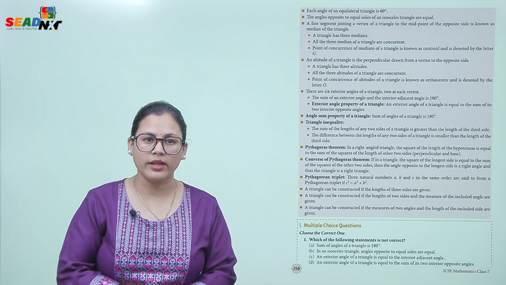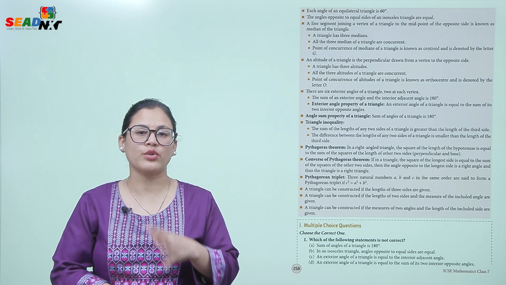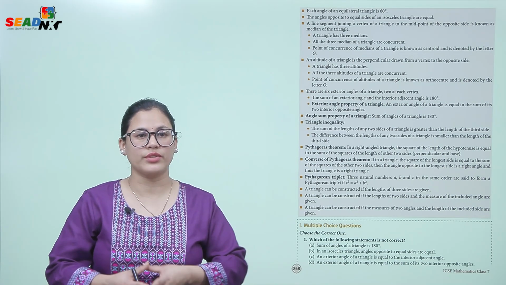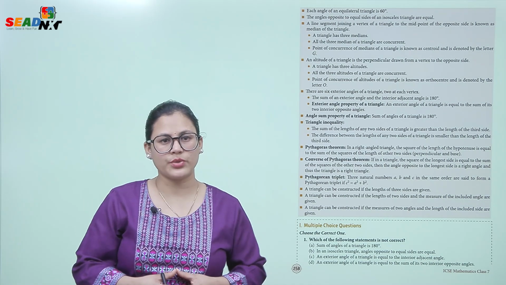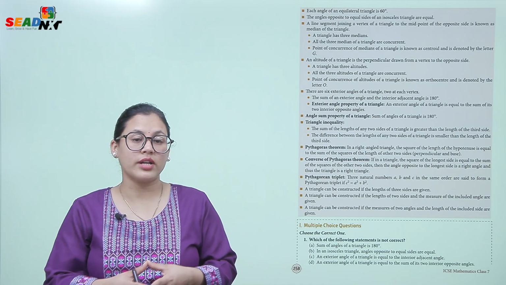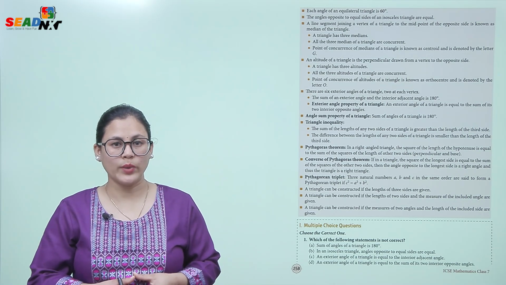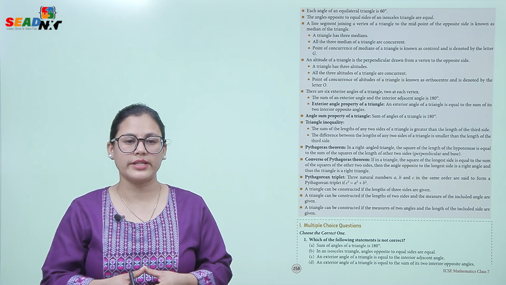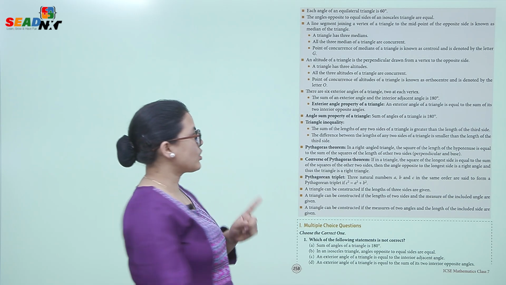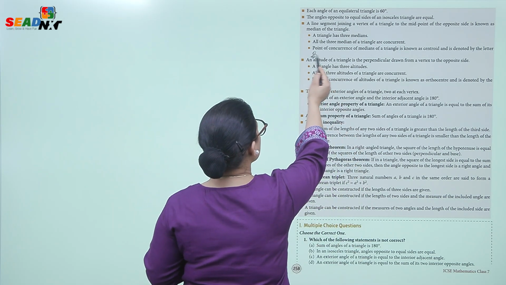A line segment joining a vertex of a triangle to the midpoint of the opposite side is known as a median of the triangle. A triangle has 3 medians. All the 3 medians of a triangle are concurrent. The point of concurrence of medians of a triangle is known as the centroid and is denoted by the letter G. Centroid is denoted by letter G.